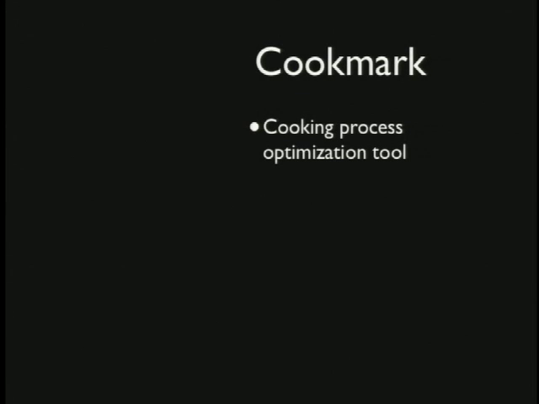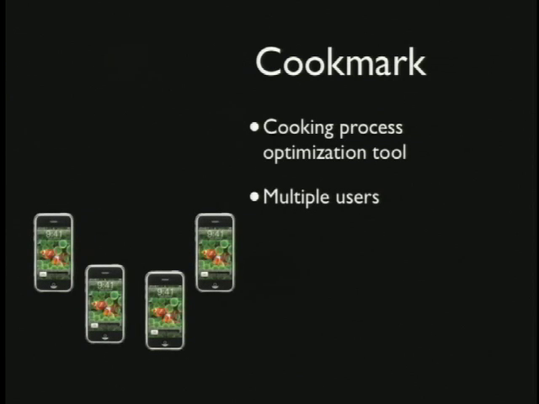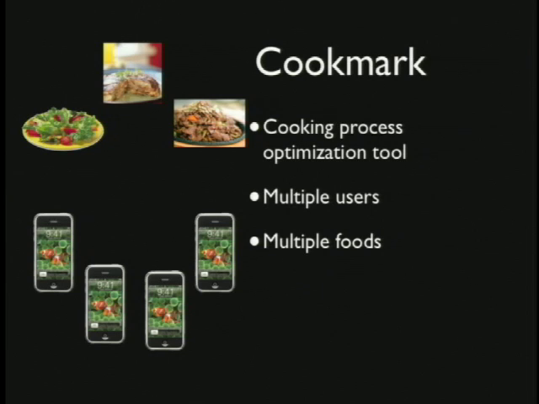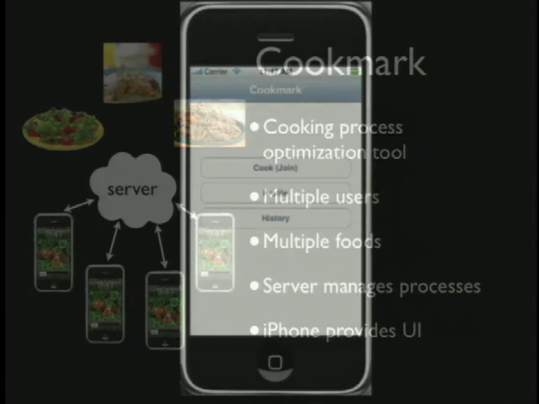Hello, my name is Hyunkyu Lee. Cookmark is a cooking process optimization tool. So assume that there are multiple users for multiple food items. Then there's a server that manages and optimizes the cooking process, and the iPhone provides the user interface for Cookmark. And this is a short demo.